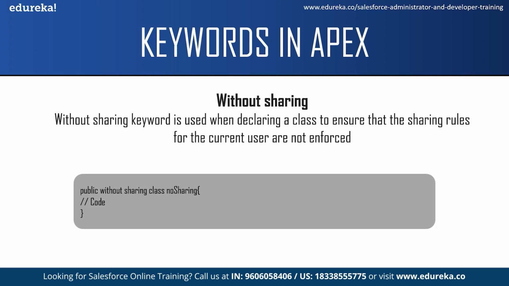After this, the next keyword is without sharing. Now the without sharing keyword is opposite to the with sharing keyword. The without sharing keyword is used when declaring a class to ensure that the sharing rules for the current user are not enforced on that class.